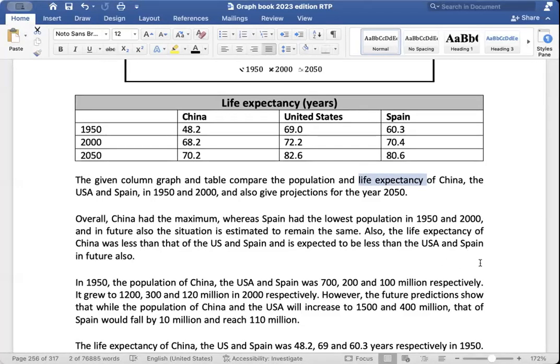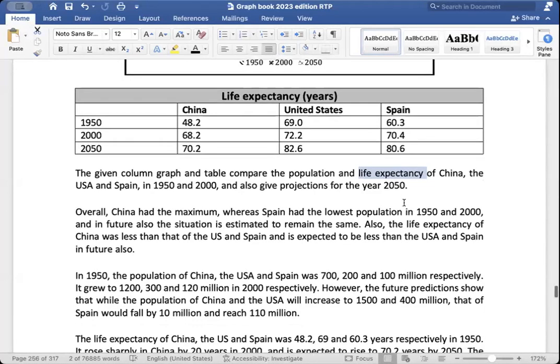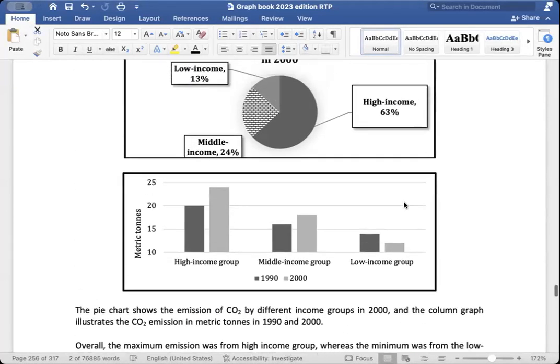Okay ma'am. Okay, clear ho gaya? Yes ma'am. Okay, now we go to this graph.